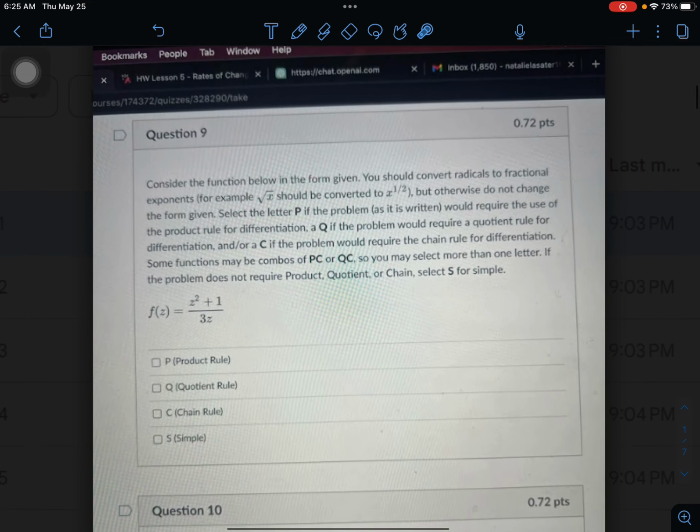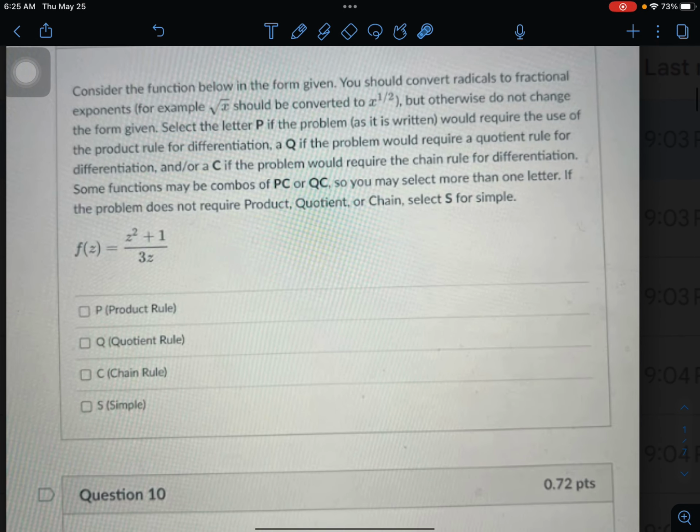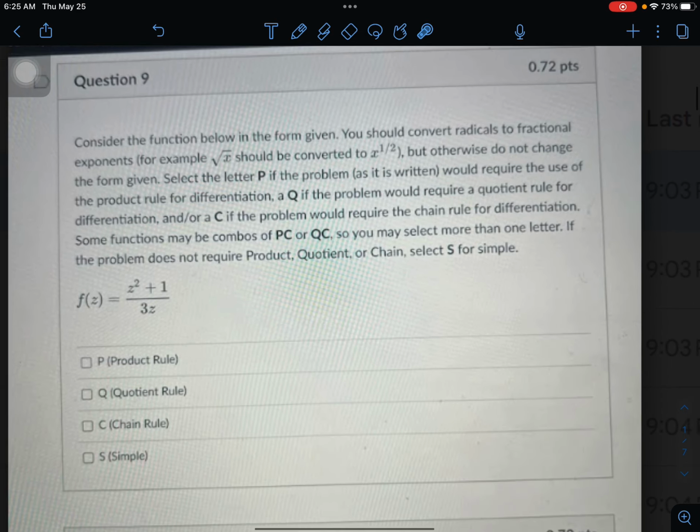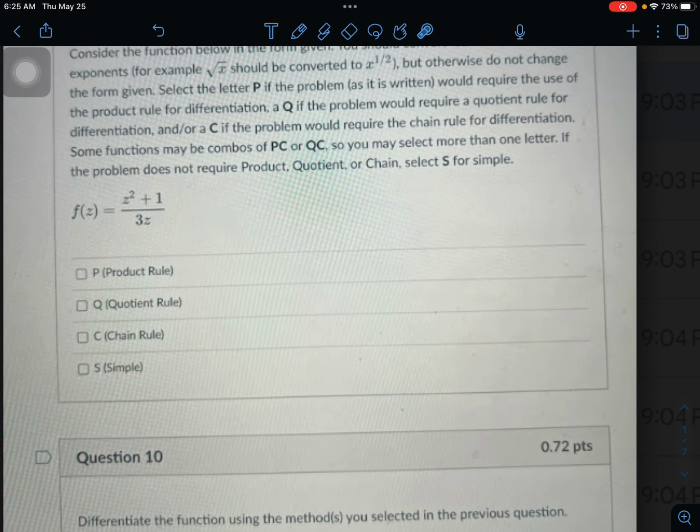And let's see what else we got here. Okay. Here's question 9. On question 9, we got a fraction. So I'm looking at this one right here. Got a fraction. So I know I am going to be using the quotient rule. Got to use that quotient rule. And let's look at our other ones.